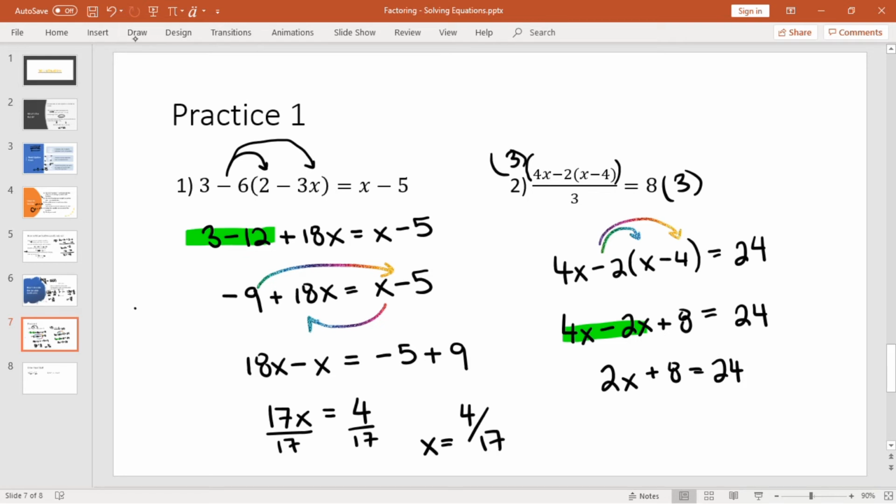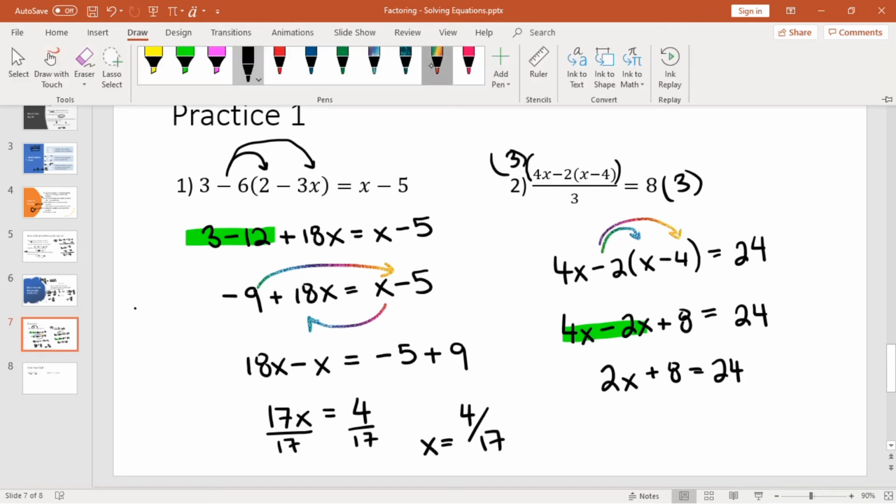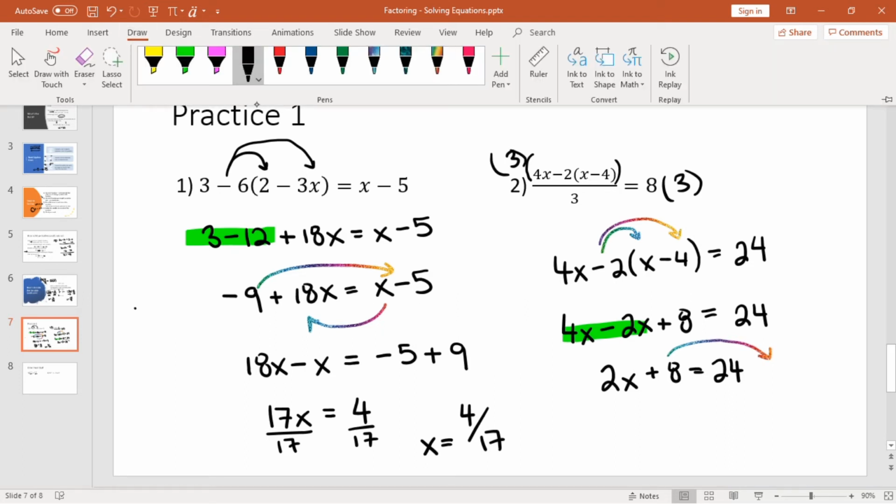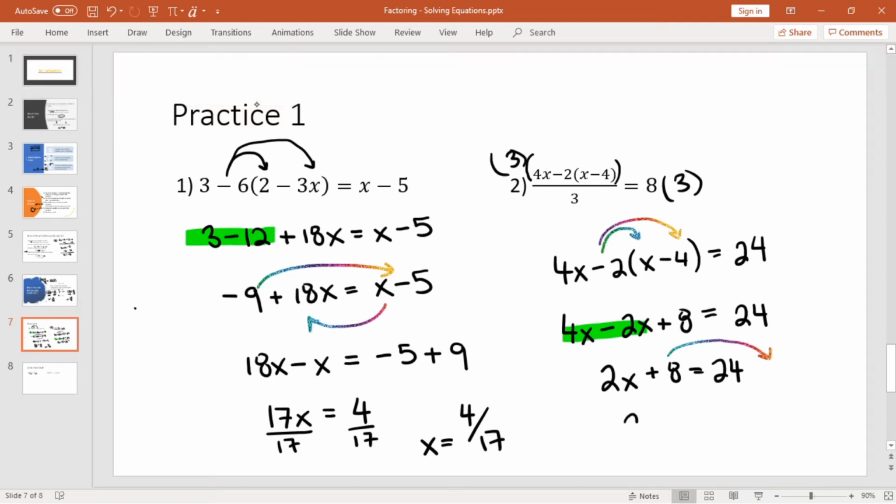And my second last step is I'm going to move that 8 over to the right side by subtracting it from both sides or just recognizing that I moved it. So I'm going to flip it when it hits the right side and be minus 8. 2x equals 16. Last step, divide both sides by 2, and I get x equals 8.